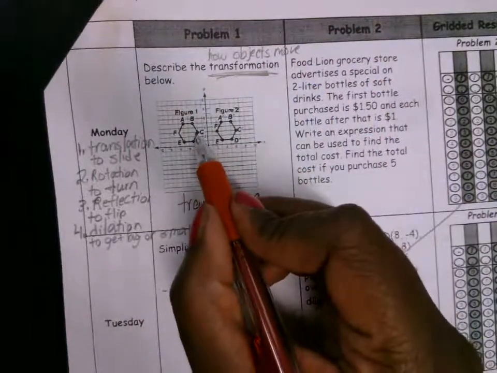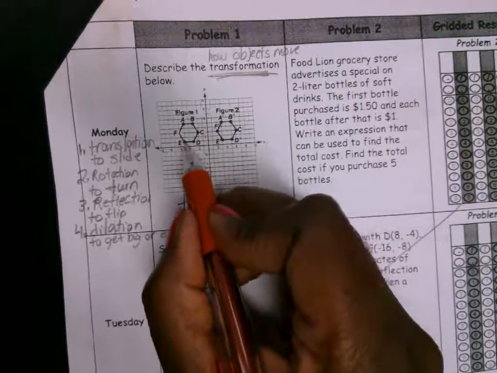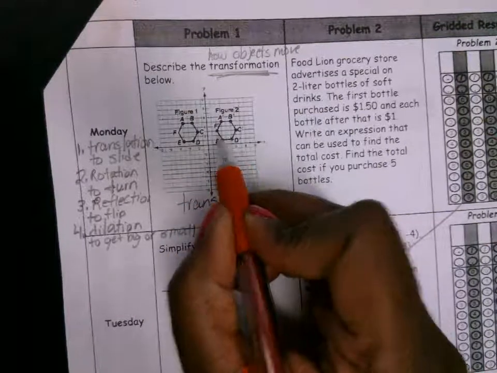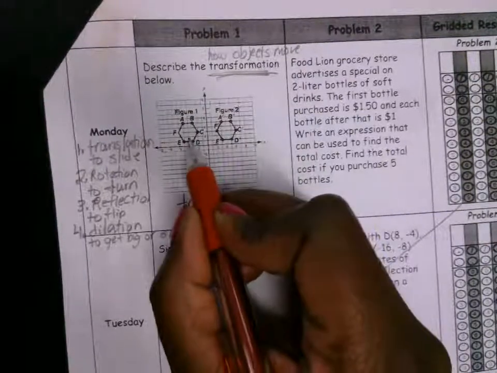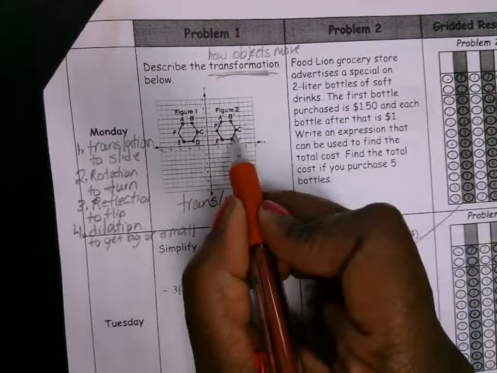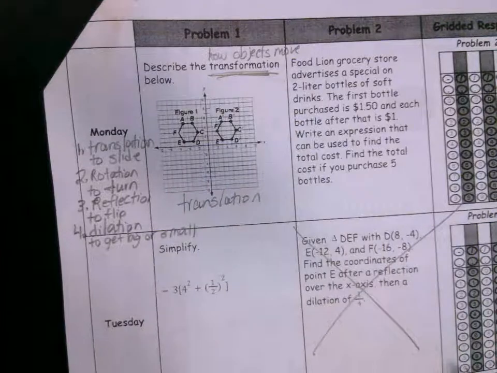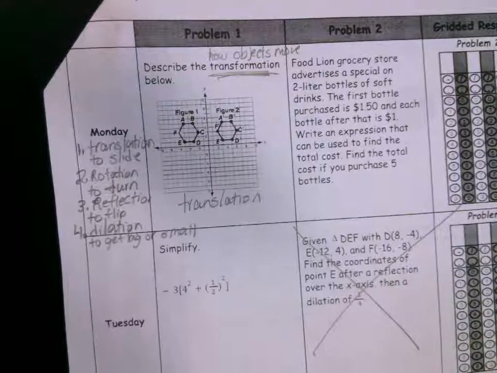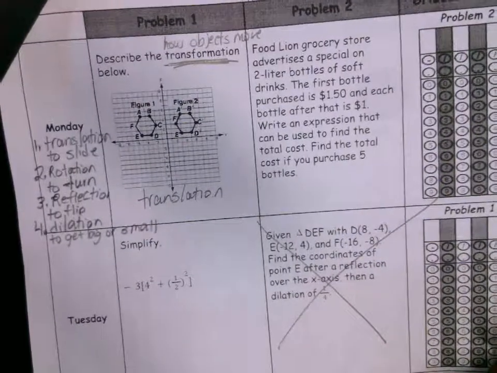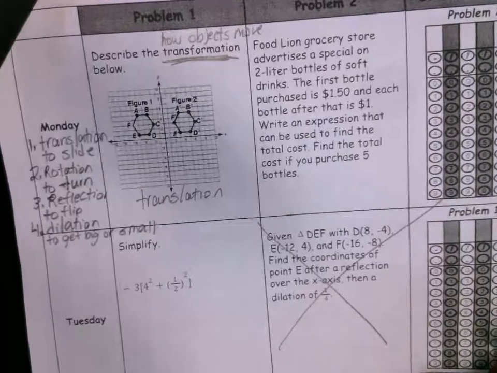Dilation, the object is exactly the same size here as it is here. So it didn't get bigger or smaller. The object is the same shape and size. The size didn't change from figure 1 to figure 2. Any questions about how we can identify that this object just slid?